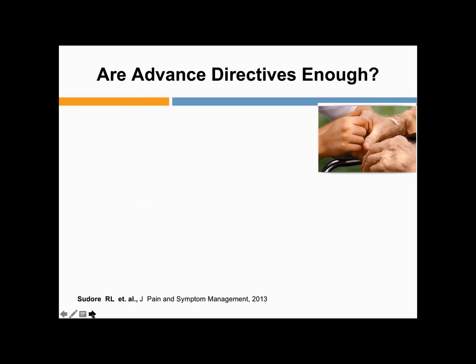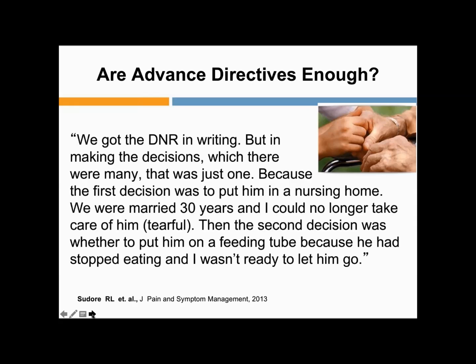And I'm going to read you a quote from one of our many focus groups with patients and surrogates. This was from a surrogate who said, "We got the DNR in writing, but in making the decisions, which there were many, that was just one. Because the first decision was to put him in a nursing home. We were married 30 years and I could no longer take care of him. Then the second decision was whether to put him on a feeding tube because he had stopped eating and I wasn't ready to let him go."